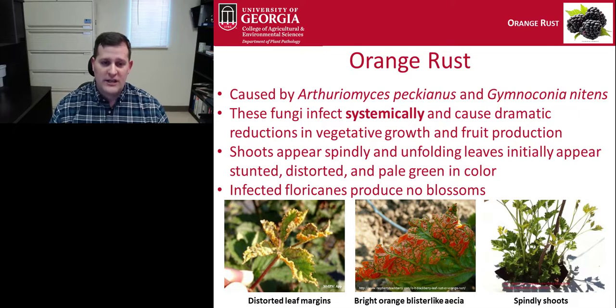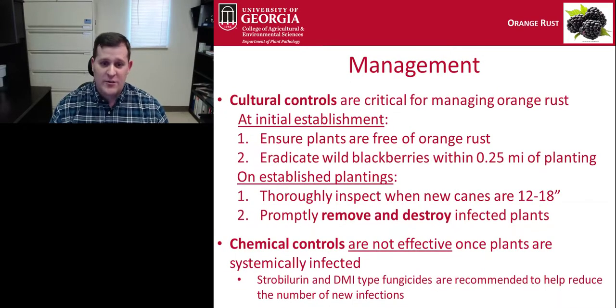So for managing orange rust, you don't want to get it in the first place. You want to ensure your plants are free of orange rust and eradicate orange rust in wild blackberries that may be within a quarter mile of your planting. And once your planting is established, you need to be inspecting plants and scouting when the new canes come up to see if you see any signs of orange rust. If you do find them, they should be promptly removed and destroyed.